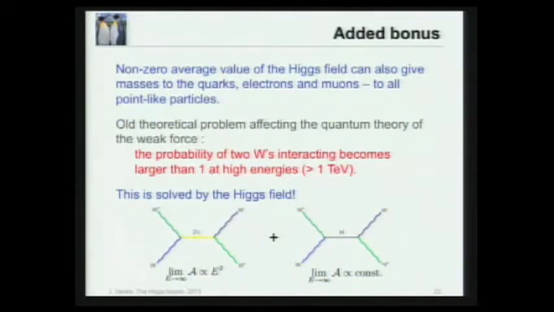Now, if I have the Higgs, another mechanism that can happen is that the Higgs can be here. So I can have another diagram. And when we sum up these two diagrams, it turns out that the probability is constant with energy. So this technically solved the problem. So this was all very well. This work was done at the end of the 60s, so some 40 years ago.